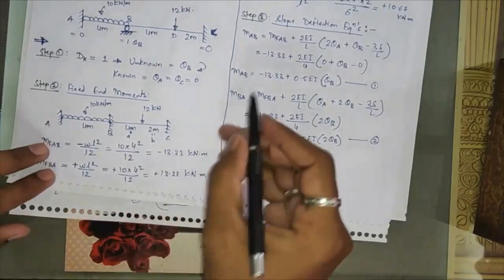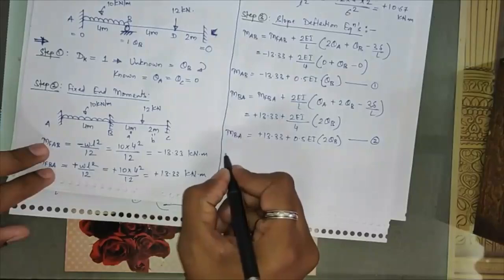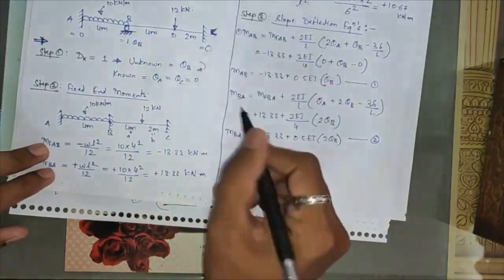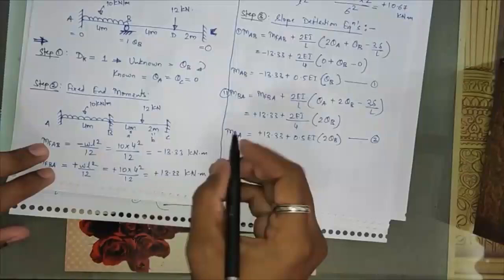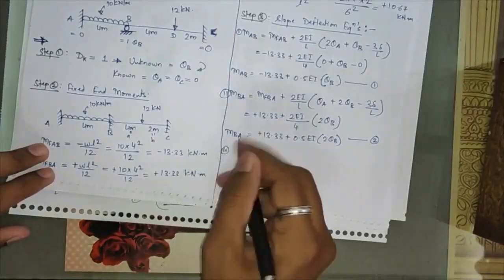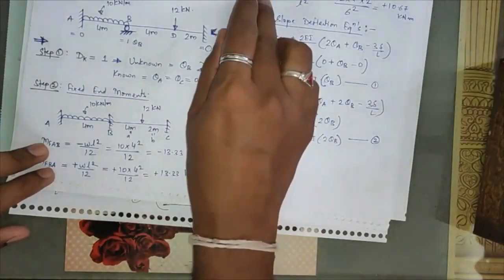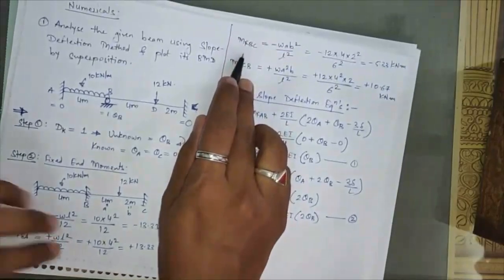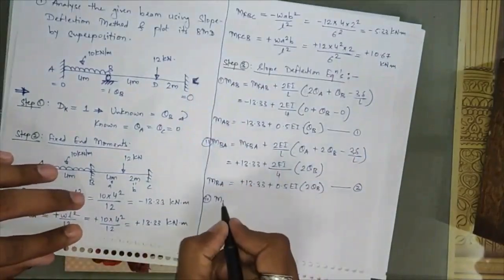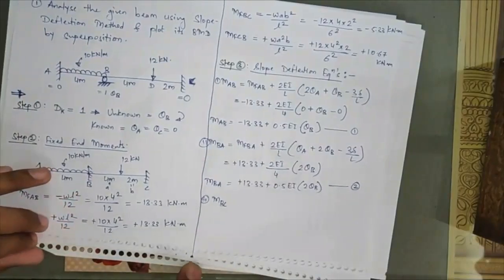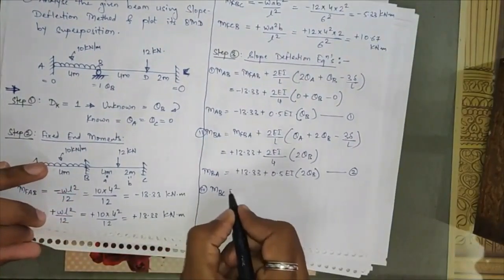Okay. Now next, this was our first member AB, this was our second member BA. Now next we will see the next member, that is MBC. What will come?